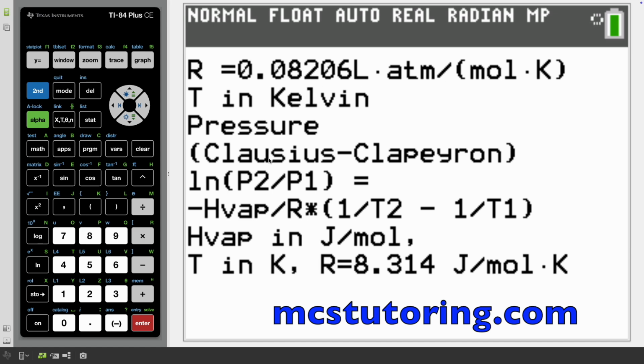Clausius-Clapeyron. It's the natural log of P2 over P1 equals negative HVAP, the heat of vaporization, divided by R, times 1 over T2 minus 1 over T1. And again, I have examples, so don't fret yet. HVAP is in joules per mole, temperatures in Kelvin. R is 8.314 joules per mole Kelvin.